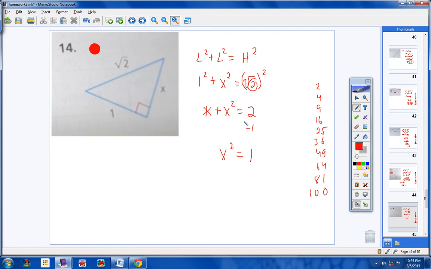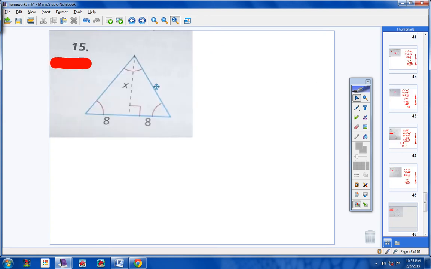X squared equals 1. Now take the square root of both sides. The square root of x squared is x. The square root of 1 would just be 1. And so that would be it. The answer is 1. So the length of x is 1. All right, moving on to number 15.